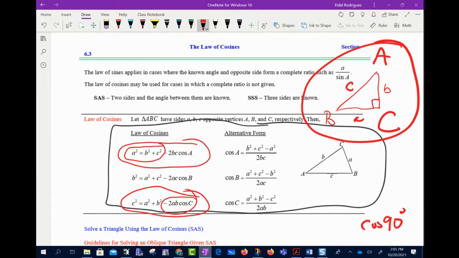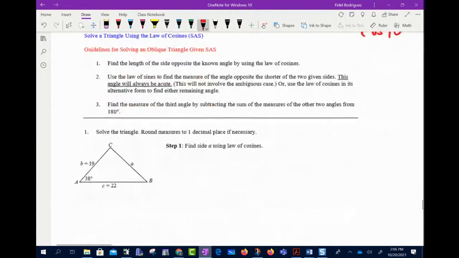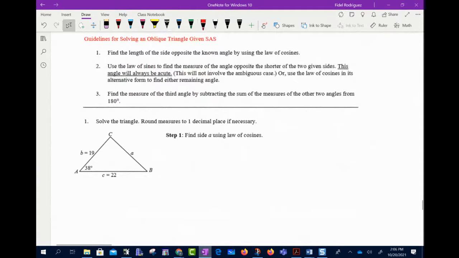Okay. So let's keep moving along here. We're going to solve a triangle using the law of cosines. What's going on, Thomas? It says guidelines for solving an oblique triangle given side-angle-side. We're going to find the length of the side opposite the known angle by using the law of cosines. Then we're going to use the law of sines to find the measure of the angle opposite the shorter of the two given sides. It says this angle is always going to be acute, so this will not involve the ambiguous case. Or we can use the law of cosines in its alternative form to find the remaining angle. Then we find the measure of the third angle by subtracting the sum of the measures of the other two from 180.